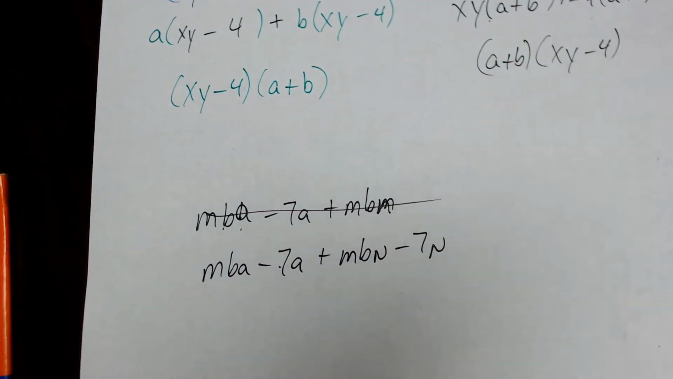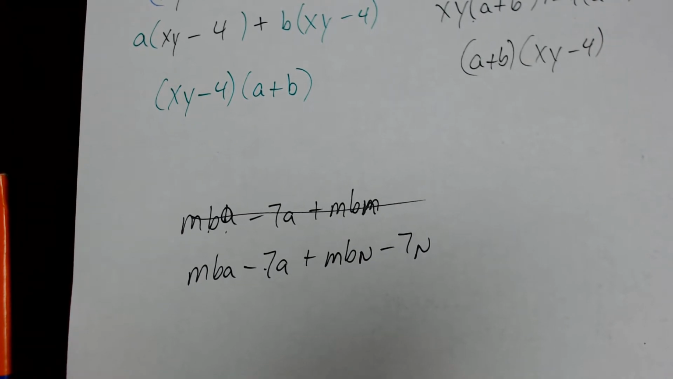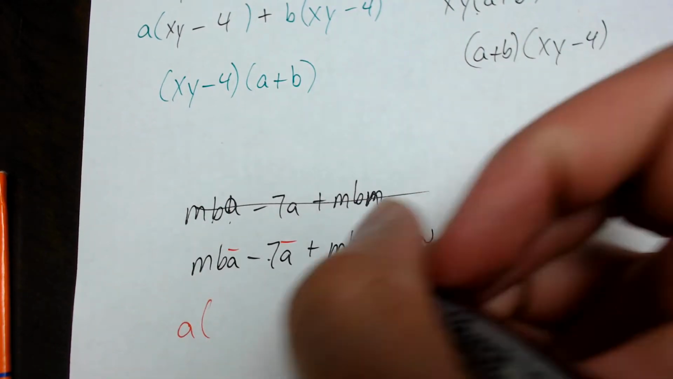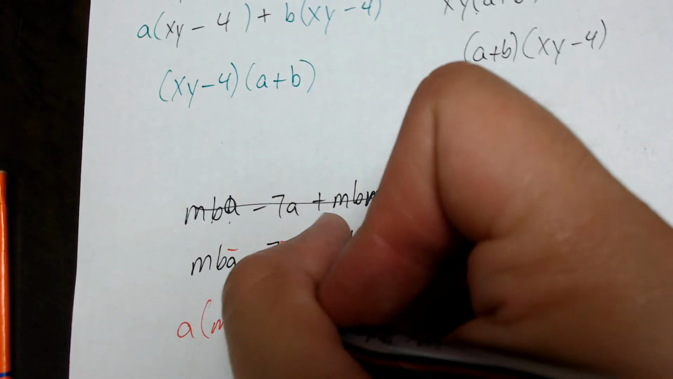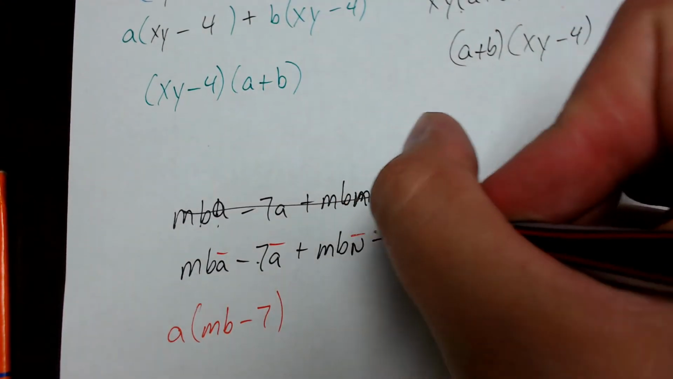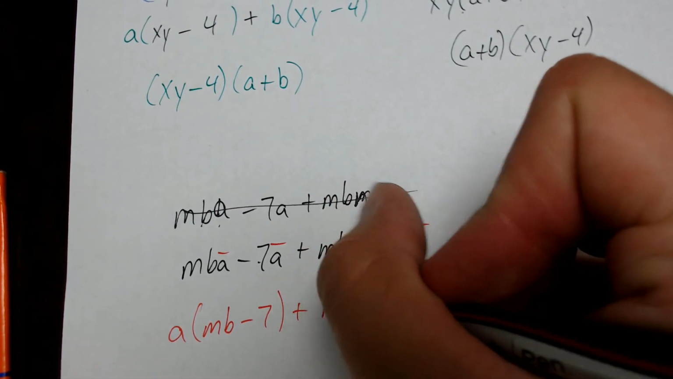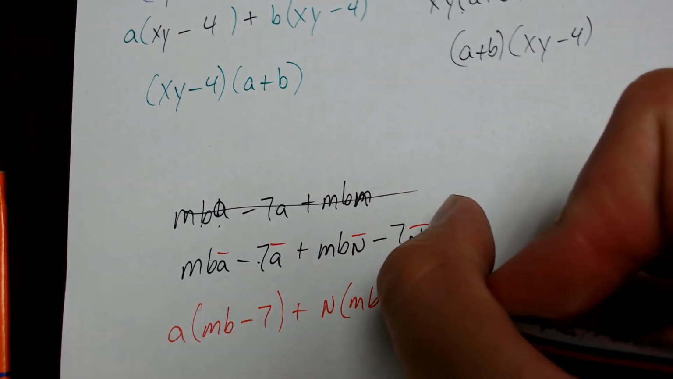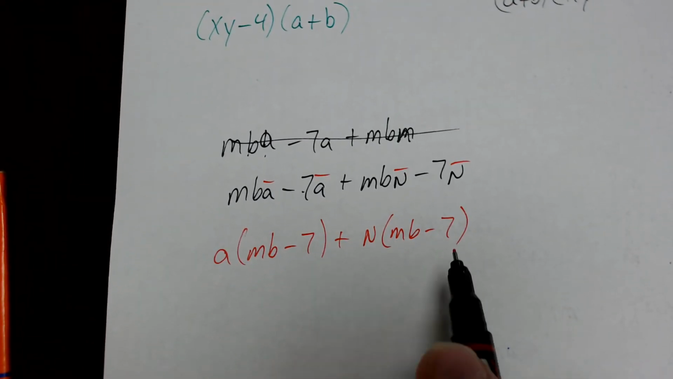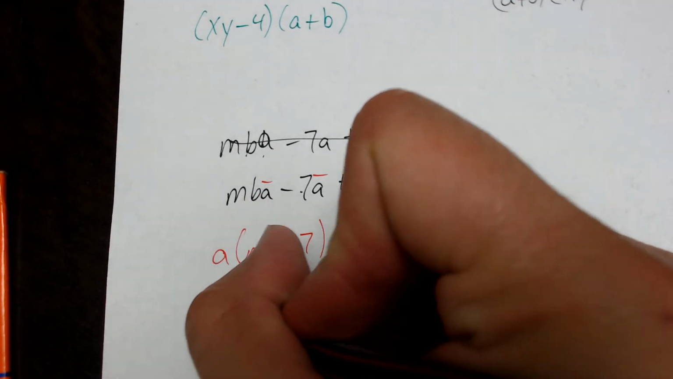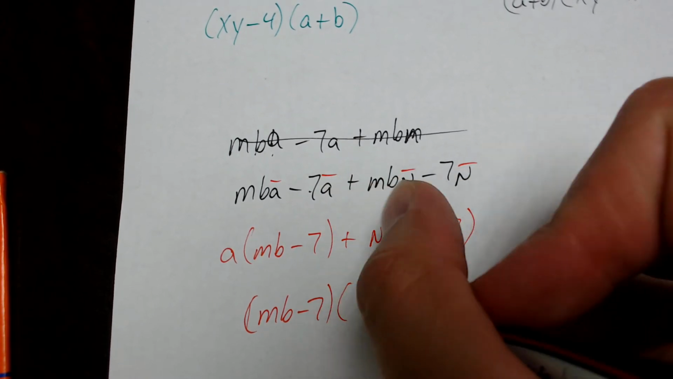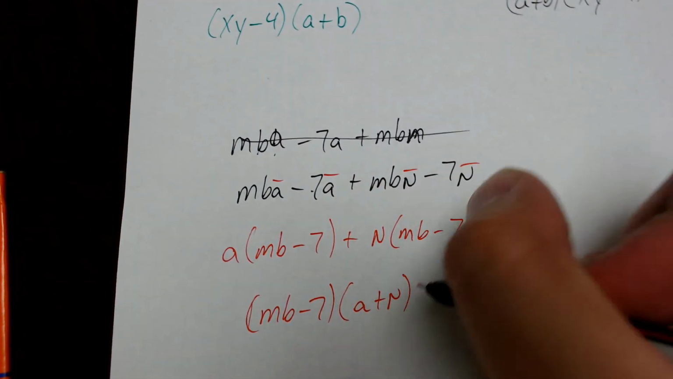Okay, so the first pair that I see here are the a's, so I'm going to factor those out. That's a times mb minus 7. And then here the greatest common factor I see is n, so that'll be plus n times mb minus 7 again. So mb minus 7 shows up in both of them, so that becomes my greatest common factor, and I'm going to have mb minus 7 times a plus n. And that's the final answer.